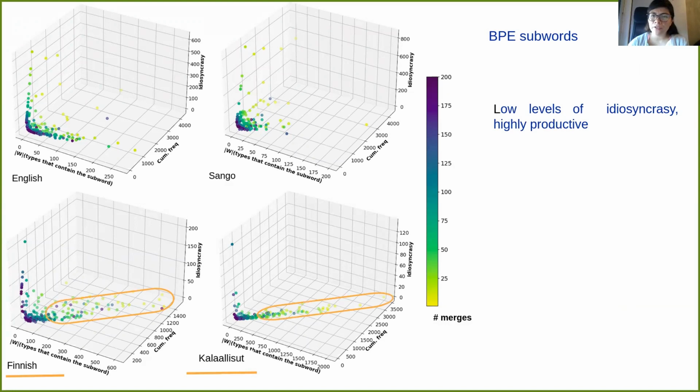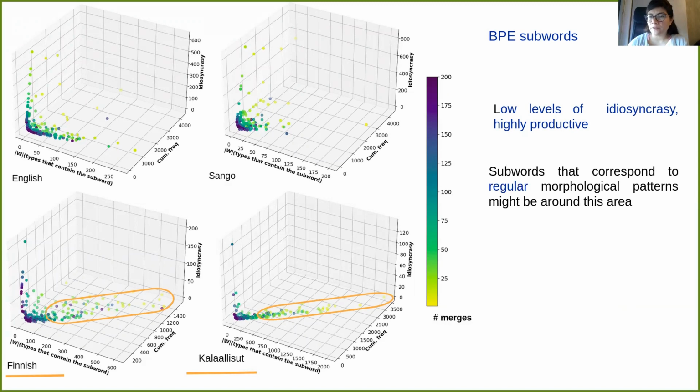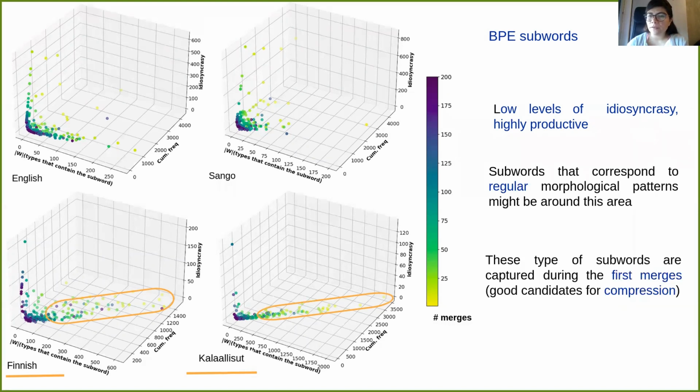So for languages with rich inflectional morphology like Finnish or Kalaallisut, there are many subwords with low levels of idiosyncrasy and highly productive. We think that subwords that correspond to regular morphological patterns might be around this area. Also, these subwords that are regular seem to be captured during the first merges for these languages, so they are good candidates for compression.